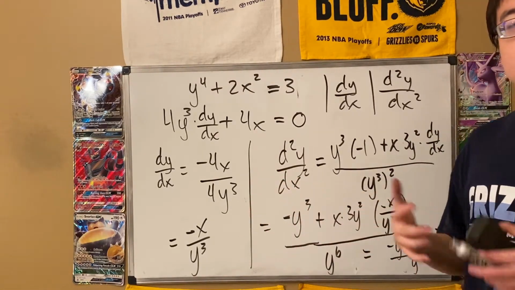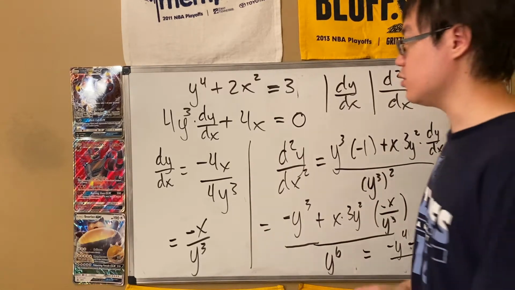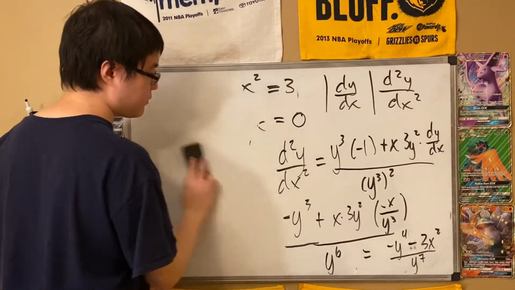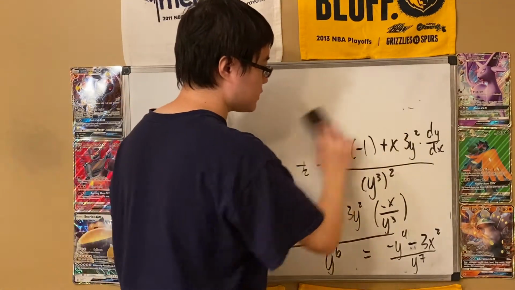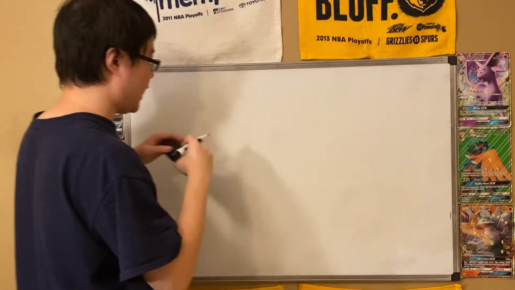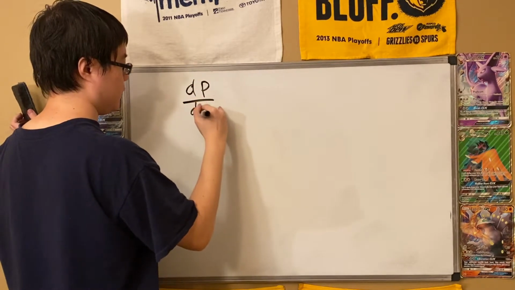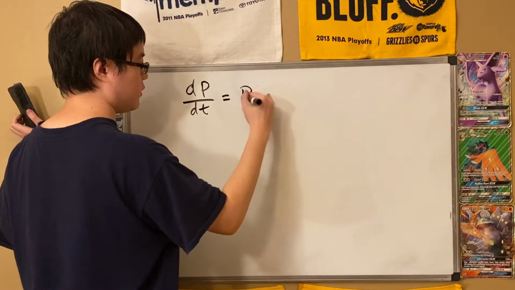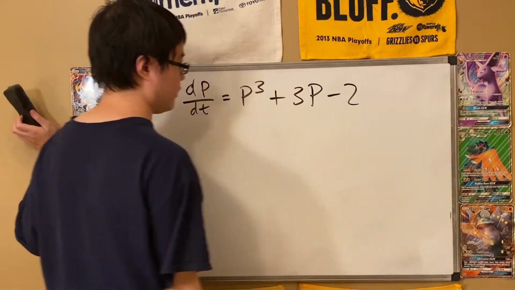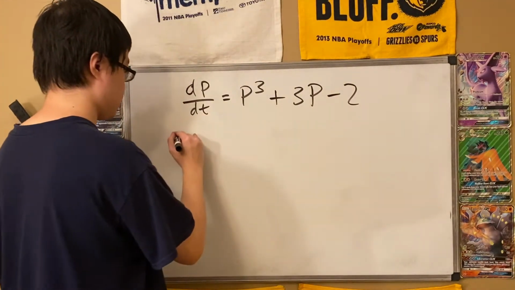So let's do a little bit of a trickier question that might be even easier, but it's trickier. Same sort of idea. Let's say we have different variables because oftentimes they switch up the variables, at least to involve dt's because you have times. So let's say we have a formula where we know that dp over dt is equal to p cubed plus 3p minus 2 or something like that. And what they're going to ask you is to find the second derivative.